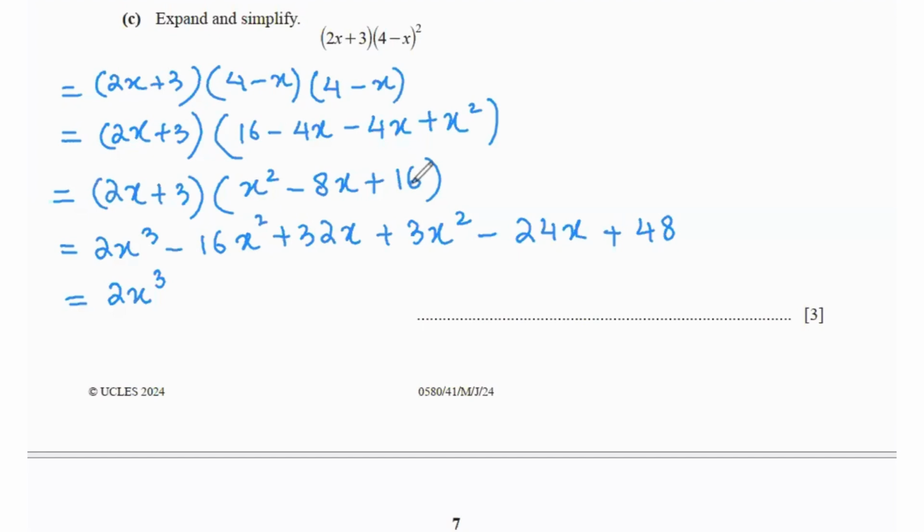Negative 16x squared plus 3x squared is negative 13x squared. 32x minus 24x is positive 8x and then positive 48. That's your answer.